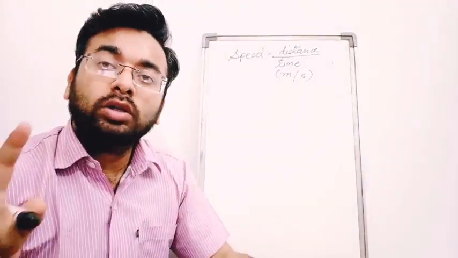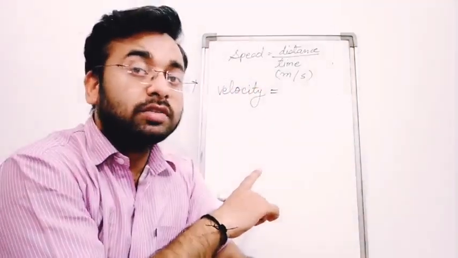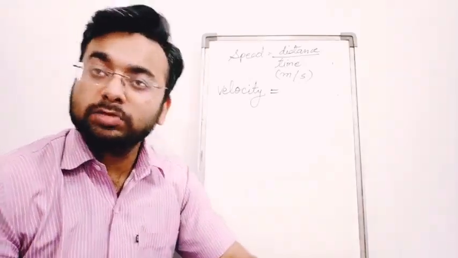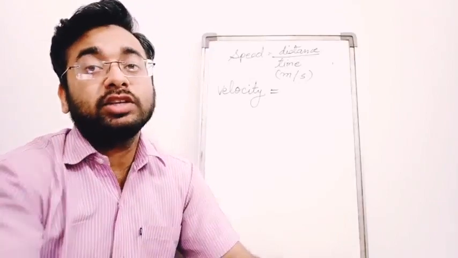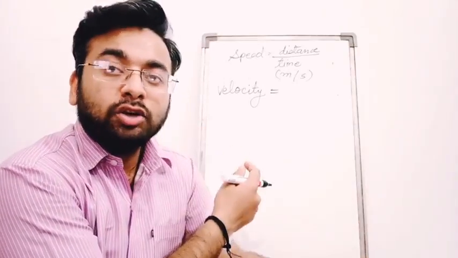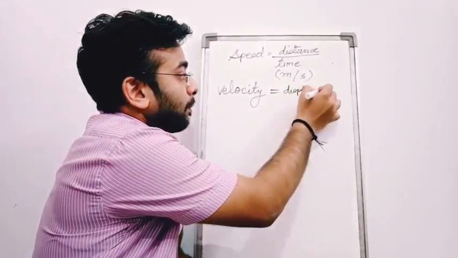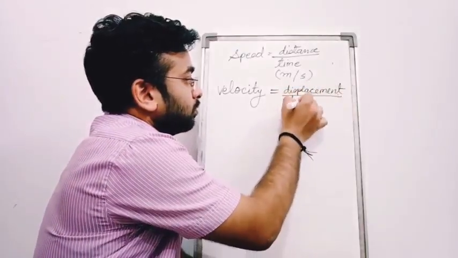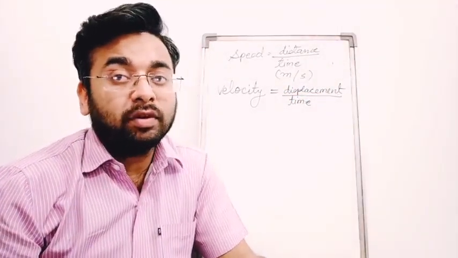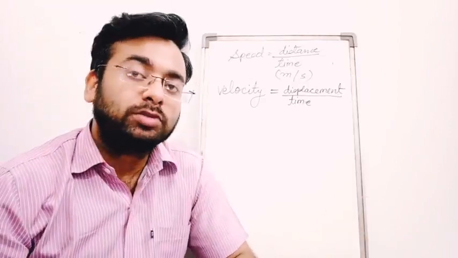Now let's talk about the next term, that is velocity. Velocity is defined as displacement upon time, right? Displacement we have discussed, that is the shortest path from the initial position to the final position. So velocity is defined as the rate of change of displacement, or displacement covered with respect to time. Now displacement is the shortest path, so the unit of displacement will also be meters and time seconds, so the unit of velocity will also be meters per second.